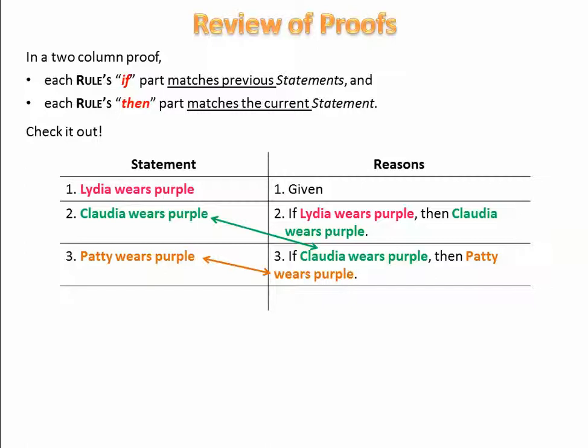It works out the same way for the third step of the proof, Patty wearing purple. It says if Claudia wears purple, then Patty wears purple. Notice the phrase following the if matches my second statement. Now it could match the first, but in this particular proof it matches the second one. Then Patty wears purple. Your phrase following the word then always matches your current statement. The phrase following the if could be any previous statement. It just depends on where you want to go with your proof.